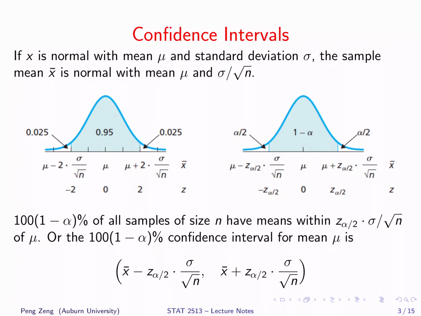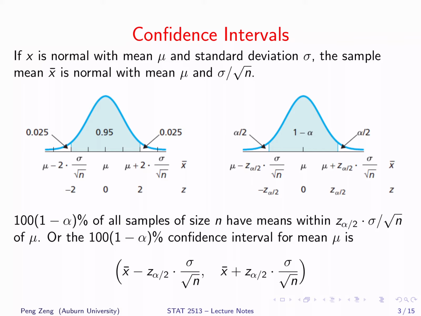Assume X is normal with mean mu and standard deviation sigma. The sample mean X bar is also normally distributed. The mean is mu and its standard deviation is sigma over square root n. How to construct a 100(1 minus alpha) percent confidence interval? We just need to find 2 points such that the area between these 2 points is 1 minus alpha. The area to the left is alpha over 2, and the area to the right is also alpha over 2.